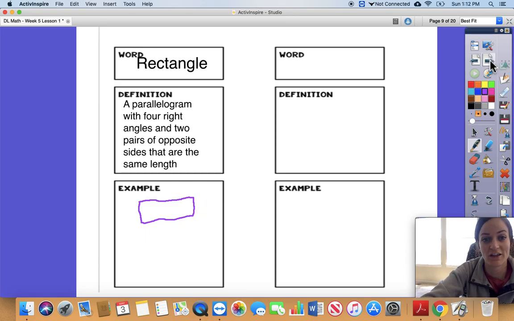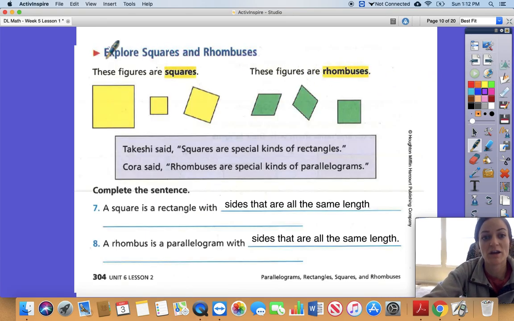Let's look at another shape, okay? We also have squares and rhombuses, okay? These figures are squares, and these figures are rhombuses. Look at both pictures and see what you notice that's similar and different about both of those. Okay, so if you notice, there's a square over in the rhombus side, right? So we'll talk about that here in a second.